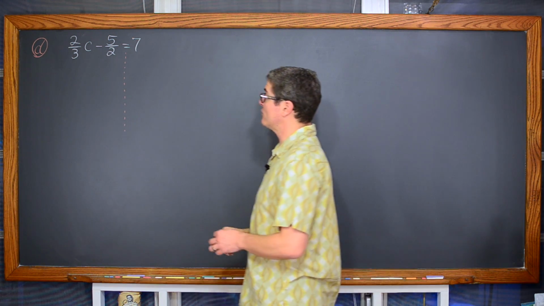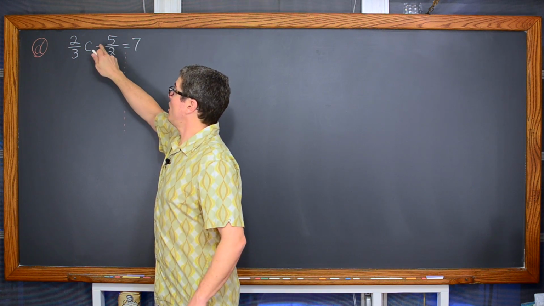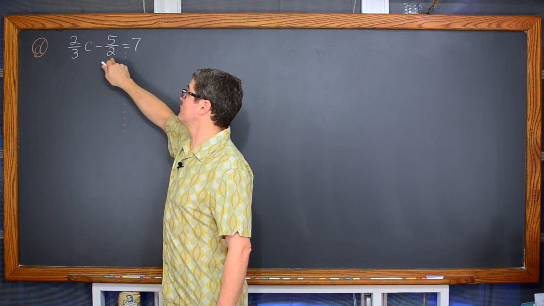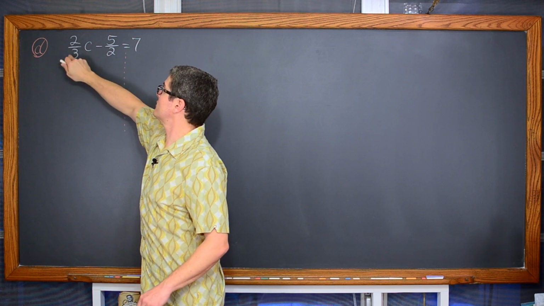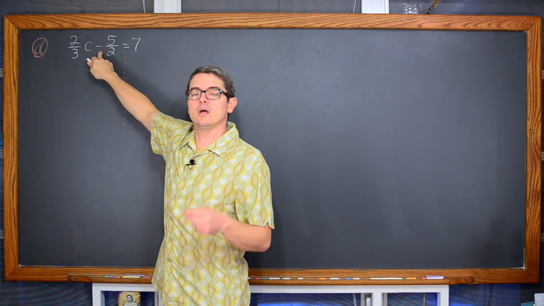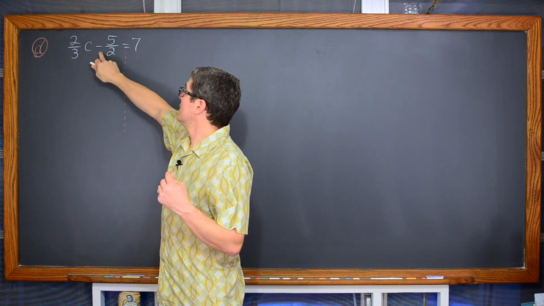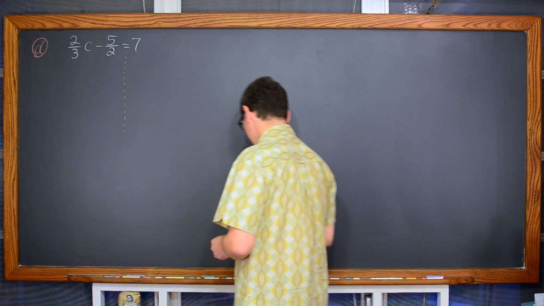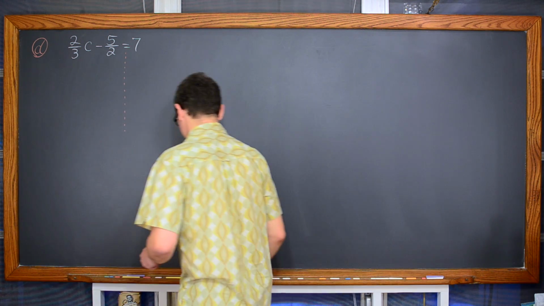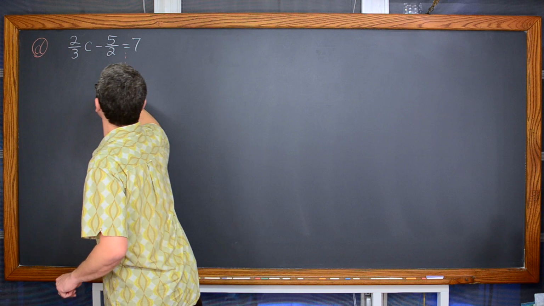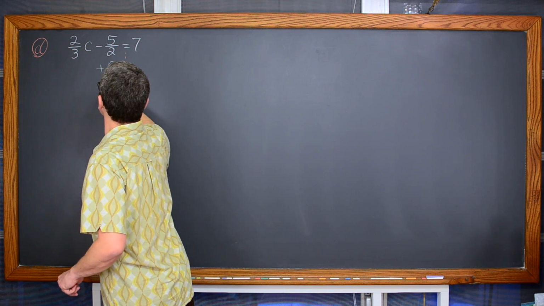We're going to want to move away from that variable of c. On the left-hand side, we have a subtraction of 5 over 2 and a multiplication of 2/3. We're going to undo that subtraction of 5 over 2 by doing the inverse math operation, which is, of course, now we know, addition. So we're going to add 5 over 2.